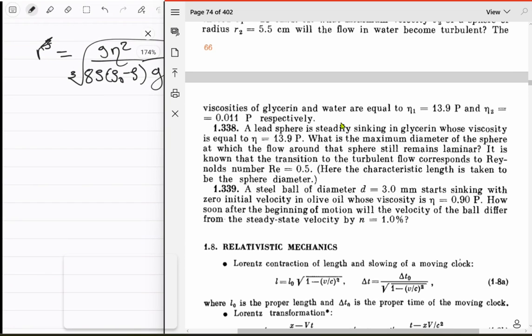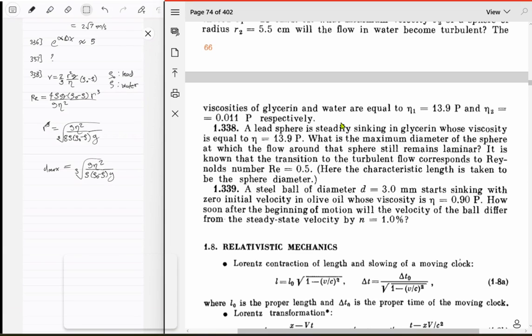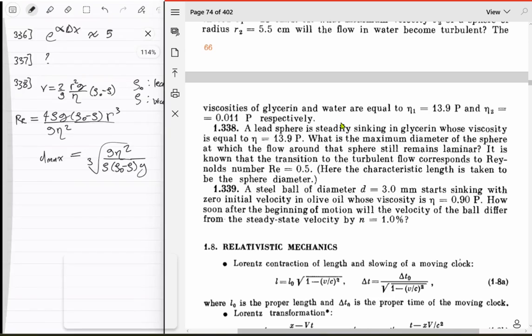Yeah, that was cool. So R is just equal to, and wait, what are we looking for? What's the maximum diameter, right? So we just want 2R. So just actually send that 2 over here. So the diameter, D max, should be equal to the cube root of 9 eta squared upon rho times rho naught minus rho, times g. We don't know what the density of lead is, so just leave it like that. Okay, that works out. Yeah, this is our final answer. Okay, 339 is doable, I think.